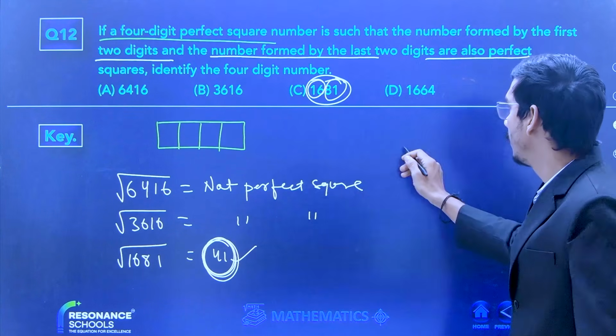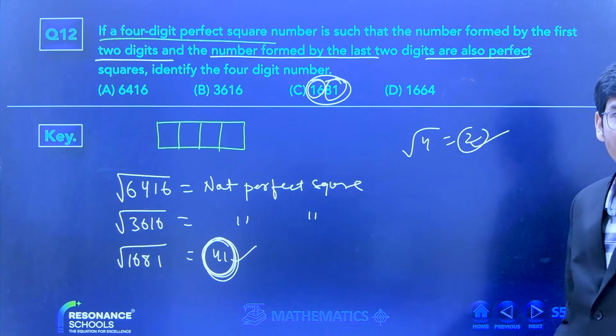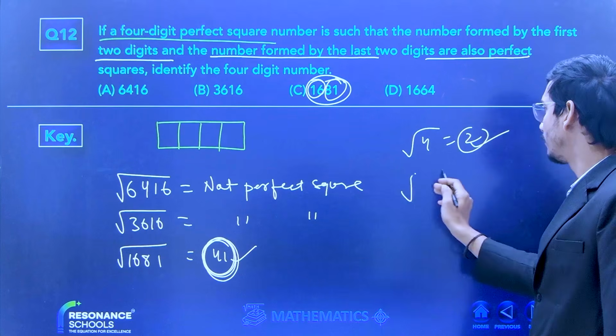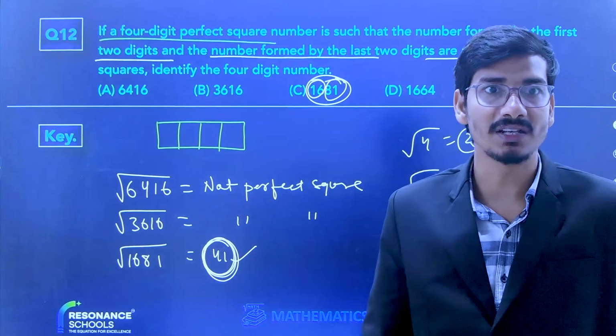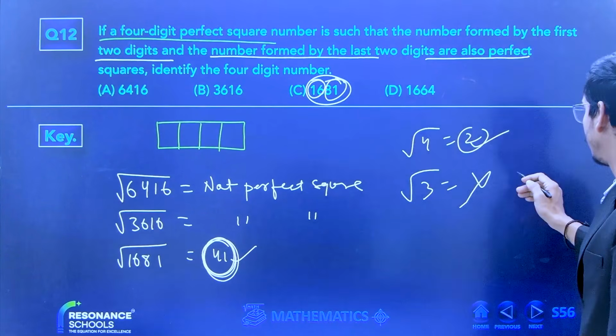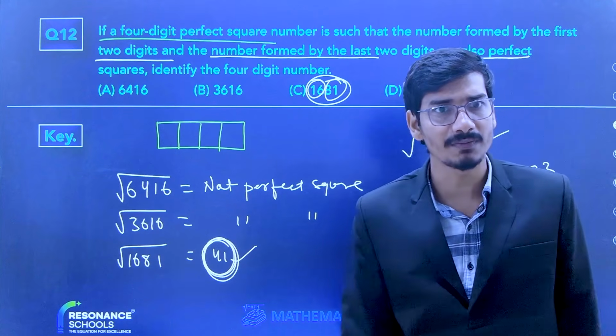The square root of 4 is 2, which is a natural number, so 4 is a perfect square number. If you talk about 3, this is not a perfect square number. If you simplify, you will get 1.73, which is in decimal form, na? So this is not a perfect square.